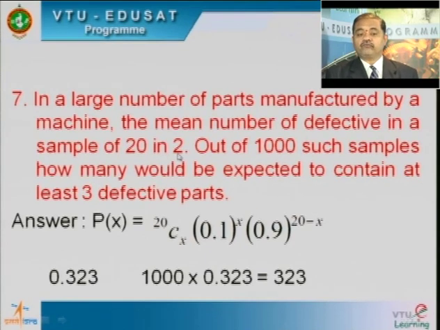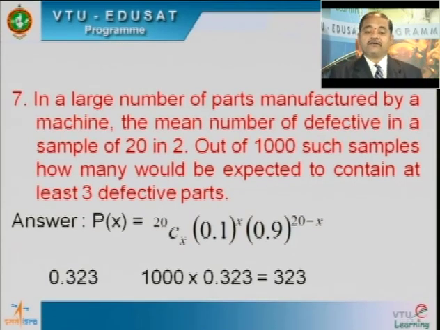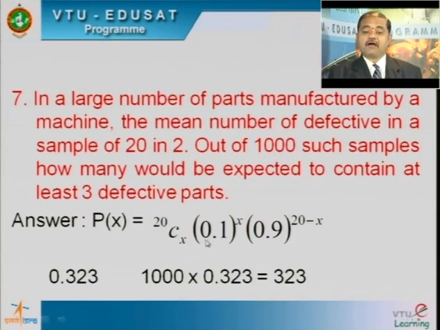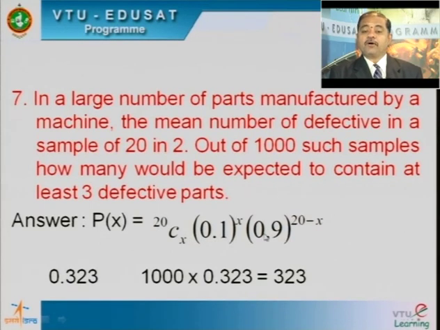Out of 20, 2 will be defective. So we will write 2 by 20, nothing but 1 by 10, nothing but 0.1. You can see here p value is 0.1. q is 1 minus p, 0.9. So, this is the probability distribution: 20Cx, 0.1 power x, 0.9 power 20 minus x.